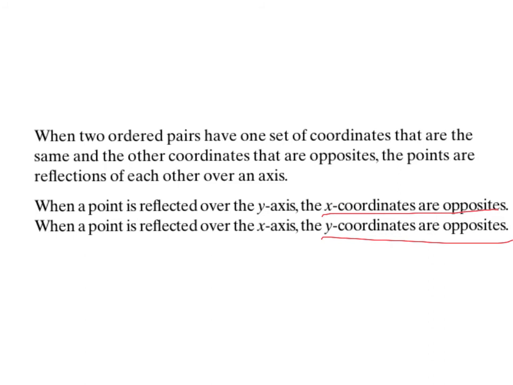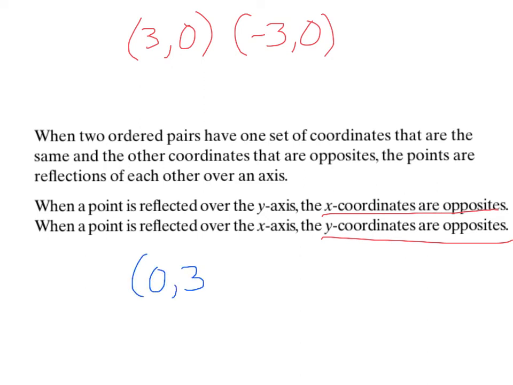What this means is, if it's reflected over the y-axis, your points would be 3, 0, and -3, 0. If they're going to be reflected over the x-axis, the y-coordinates are opposites. So it would be 0, 3, and 0, -3.